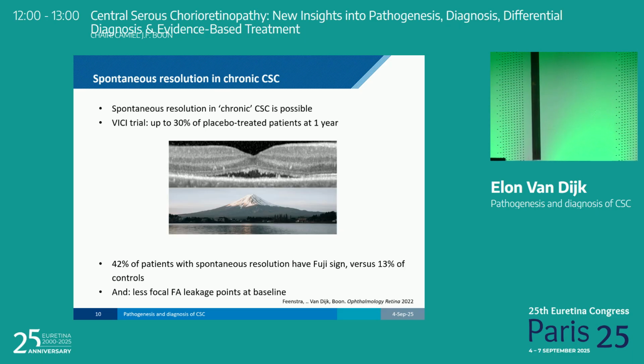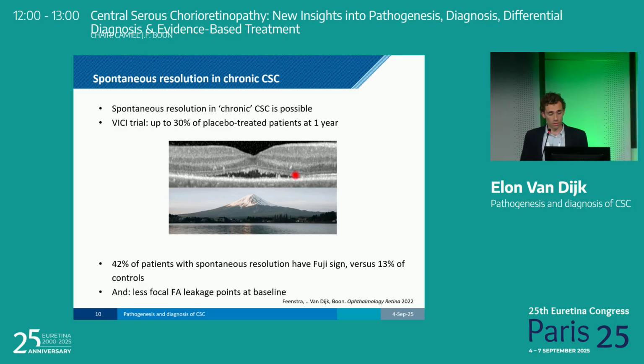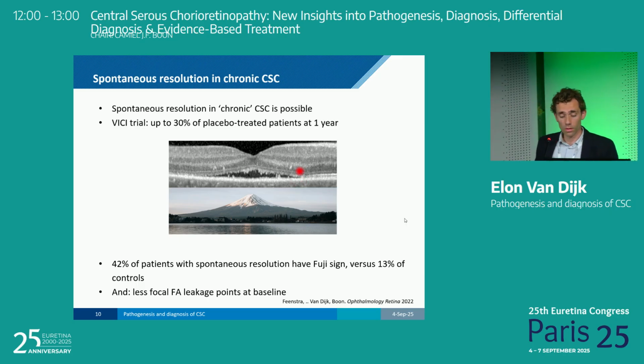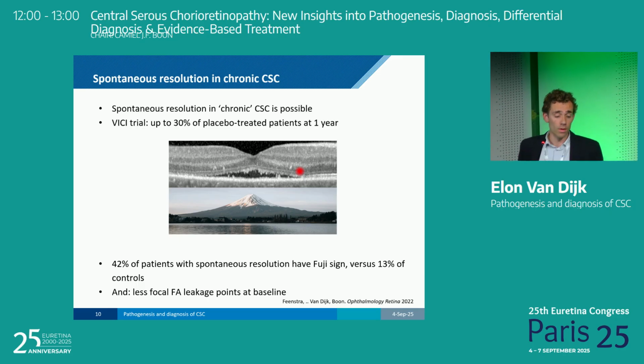There are several parameters that can be predictive of that spontaneous resolution, both in acute CSC and in chronic CSC. You can easily understand that when there's a lower number of leakage points on the fluorescein angiography, there's a bigger chance that the fluid will go away. But also when the subretinal fluid has an orientation like Mount Fuji, so a bit more flat, as you can see on the OCT image, we found that the chance of spontaneous resolution is 3 times bigger compared to a more dome-shaped subretinal fluid accumulation.